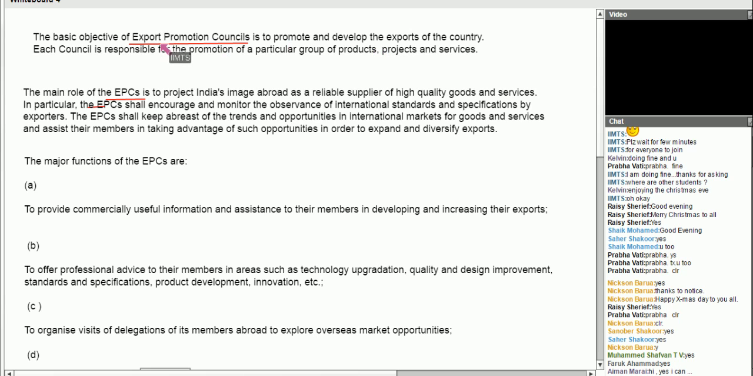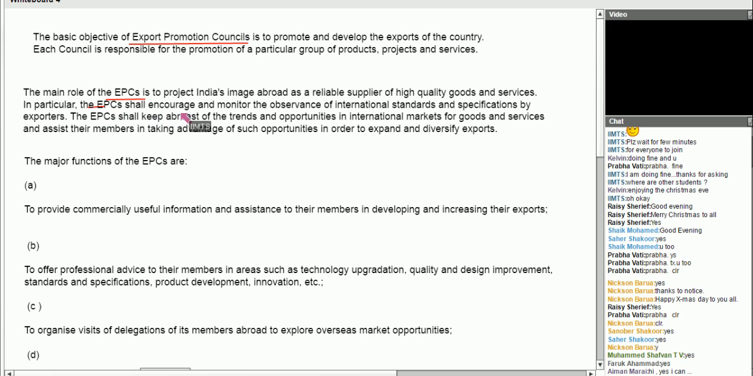As the name itself sounds, promotion means to promote anything. Each council is responsible for the promotion of a particular group of products and services, and the main role of the EPC, Export Promotion Council, is to project India's image abroad as a reliable supplier of high quality goods and services. So in each country they have one EPC, whose main job is to improve the image of their country's exporters or export market, and try to promote their goods and services.